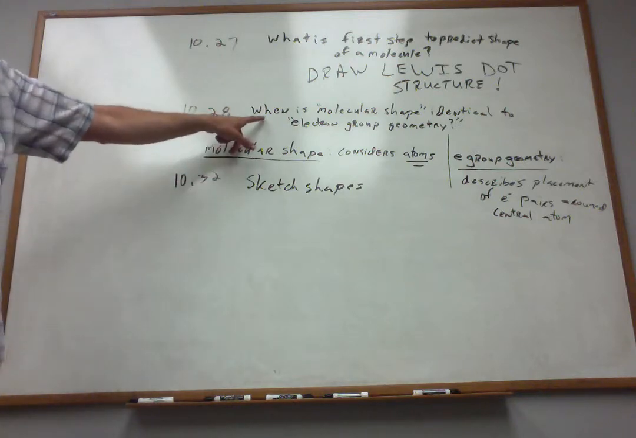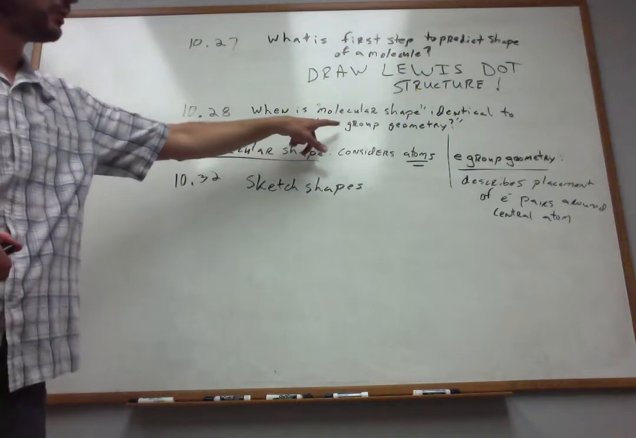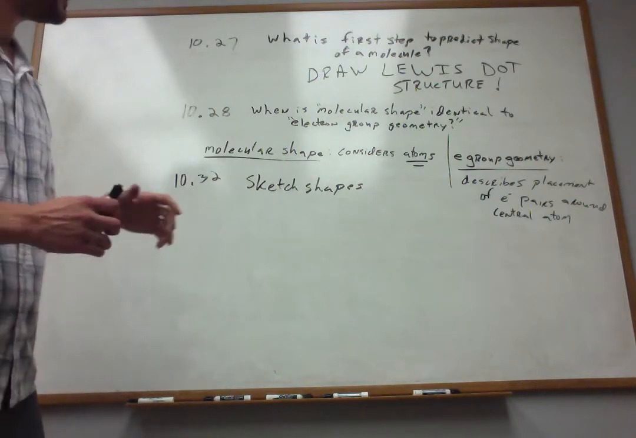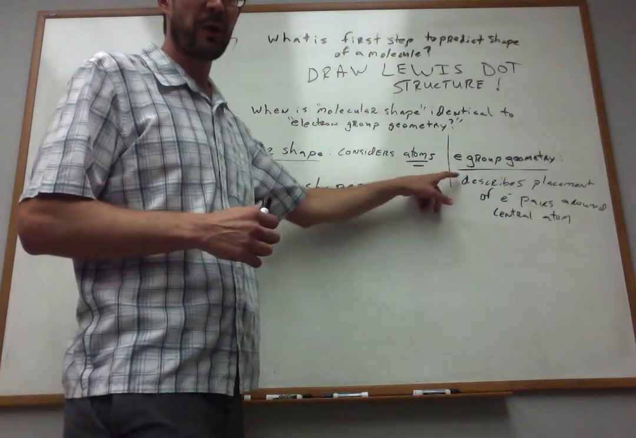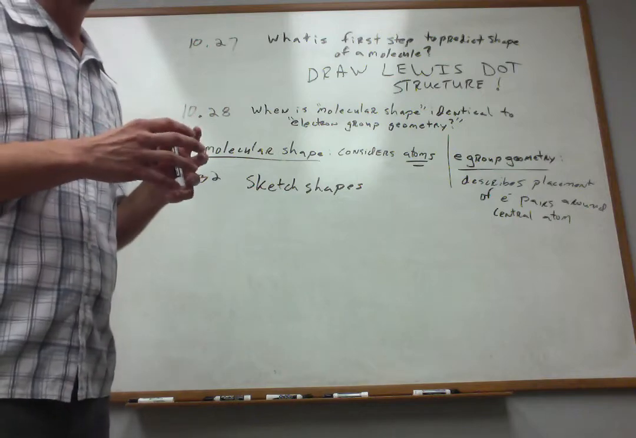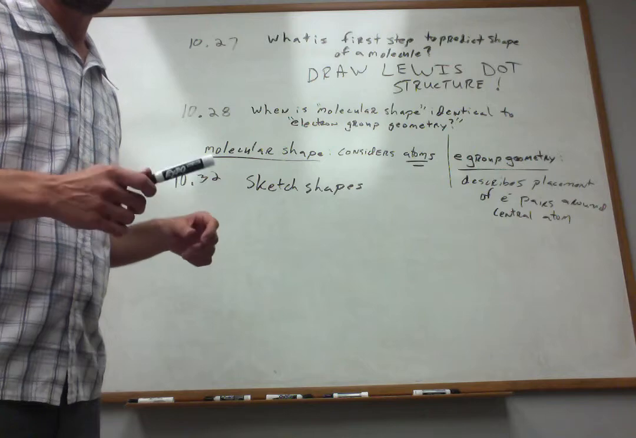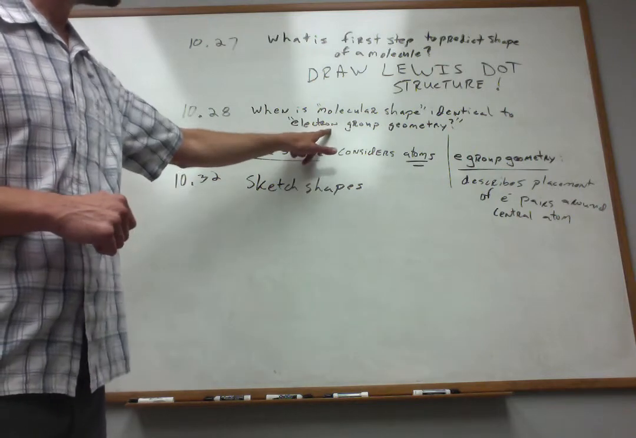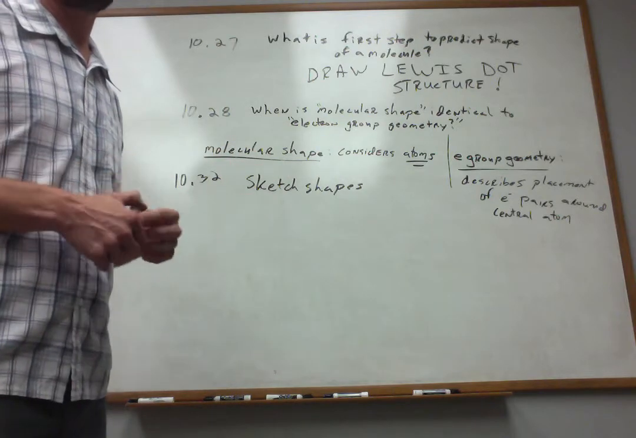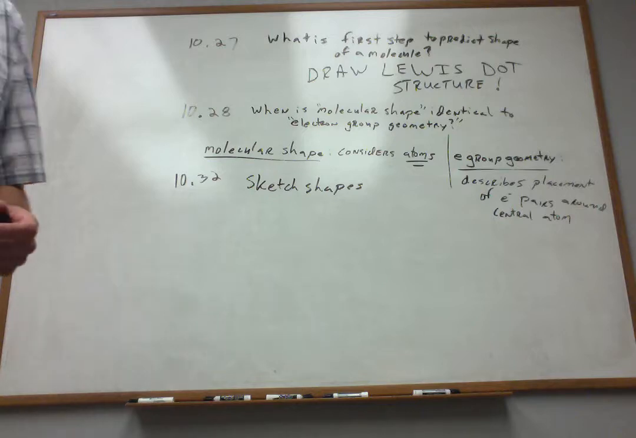So when is the molecular shape identical to the electron group geometry? That case results when all of the electron groups are bonding pairs. In other words, around our central atom, there are no lone pair electrons. When that happens, the special condition of molecular shape being equivalent to electron group geometry occurs. Okay? And hopefully as we get into this VSEPR thing, you'll get a better handle on this.